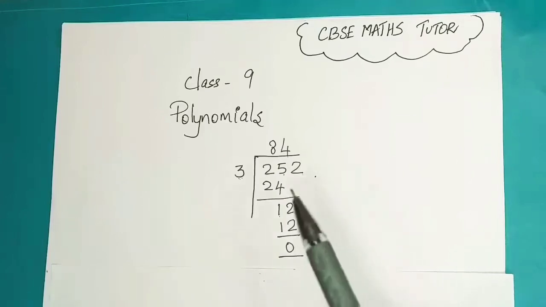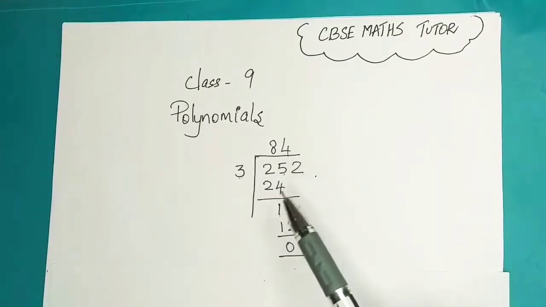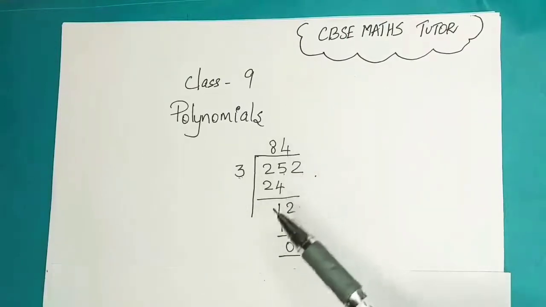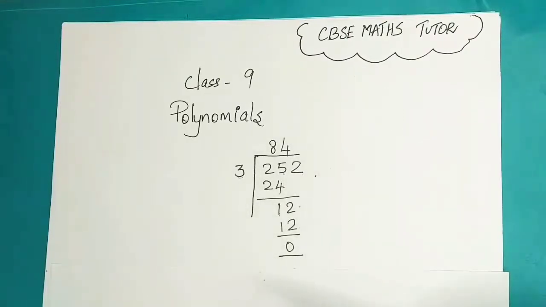That is, it will be with algebraic expressions. That means the dividend will be an algebraic expression, and the divisor and quotient will all be algebraic expressions. Let us see how to do this. So before going to that topic, let us see how to divide monomials so that you can understand better.